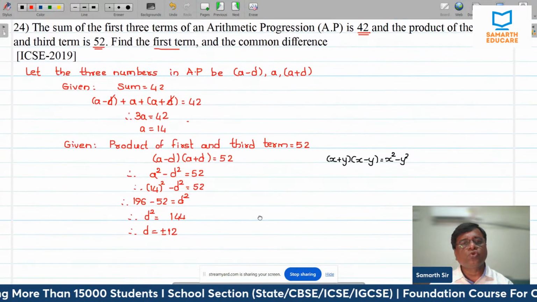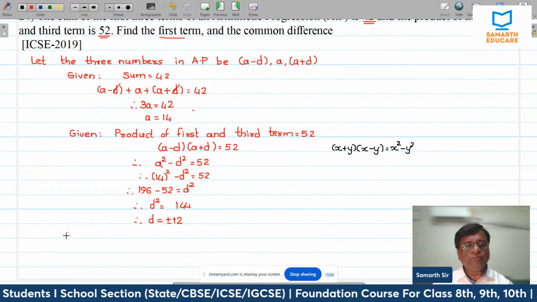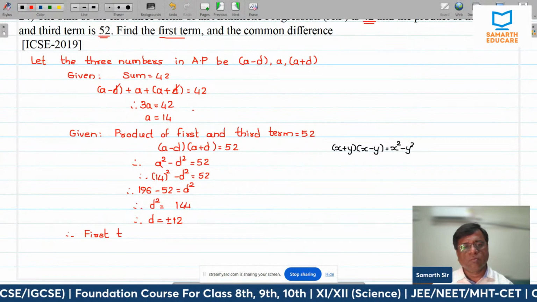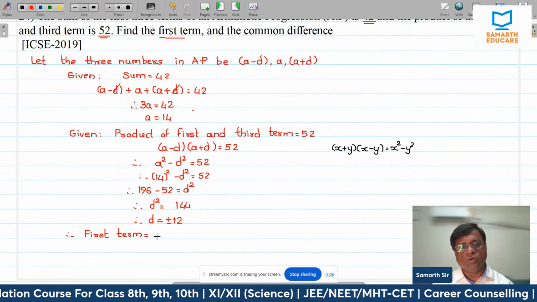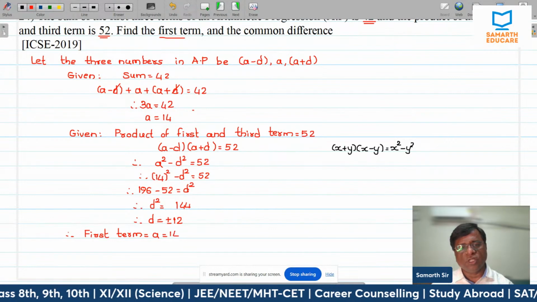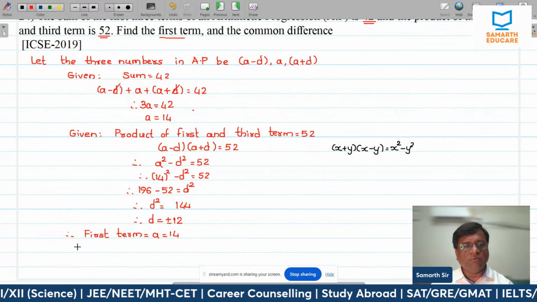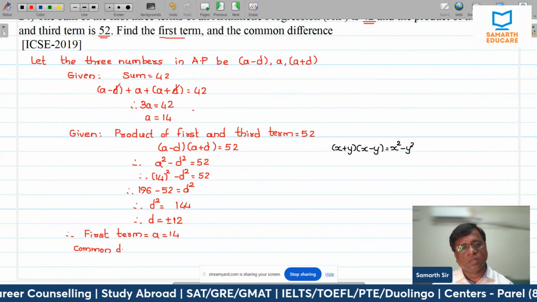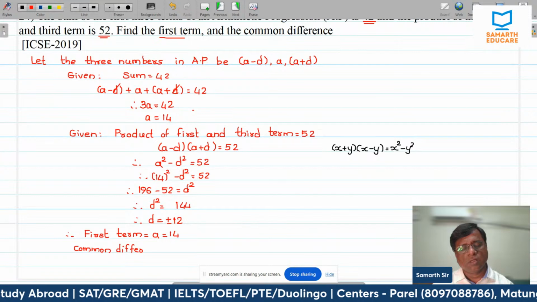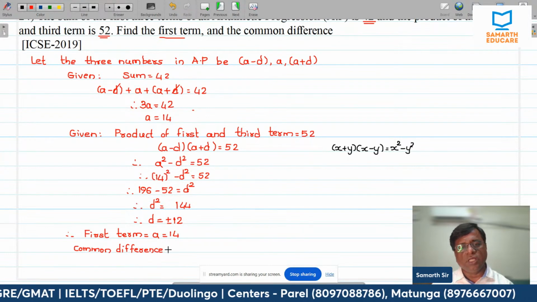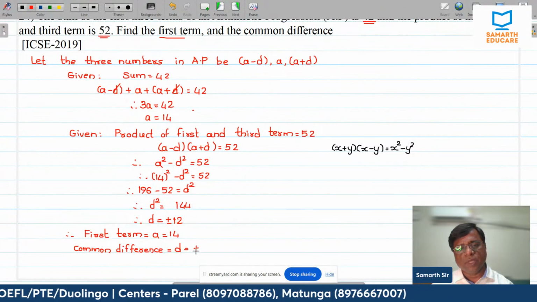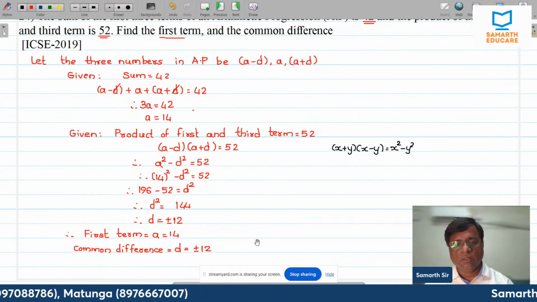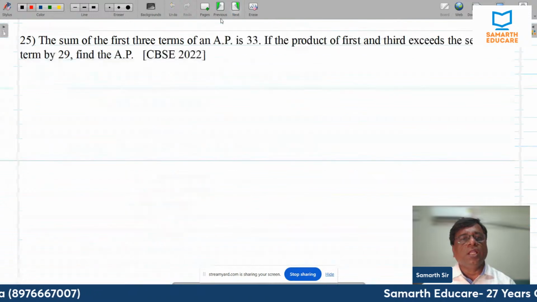I am supposed to write the final answer. Therefore, first term is equal to a, and that is equal to 14, and common difference is equal to d, and that is equal to plus or minus 12. All right. Okay, let's come to the next question.